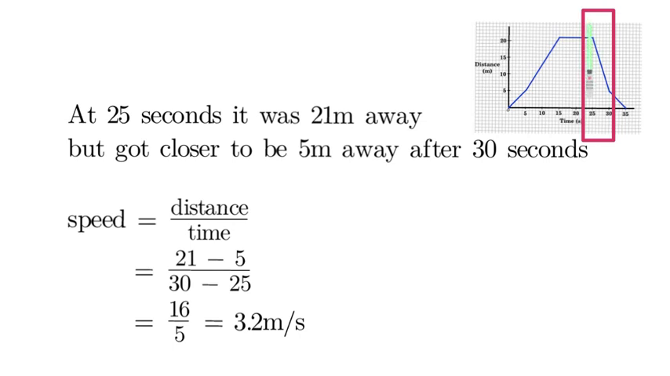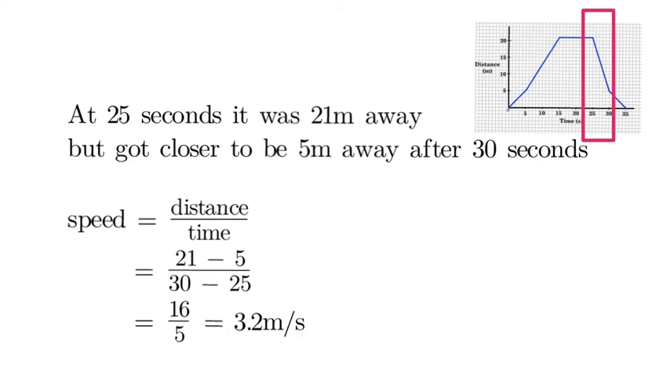Right, another change in motion. So let's go and have a look at it. At 25 seconds, it was 21 metres away. But it got closer to be 5 metres away after 30 seconds. I can read that off the graph. So at 30 seconds, I go up to the graph and across, and I see it's 5. So again, distance over time. 21 minus 5 is the distance. That's 16. And 30 minus 25, or 5 seconds. So I've got 16 divided by 5, or 3.2 metres per second.